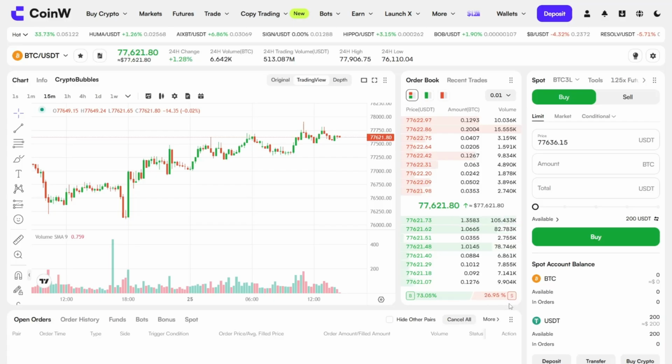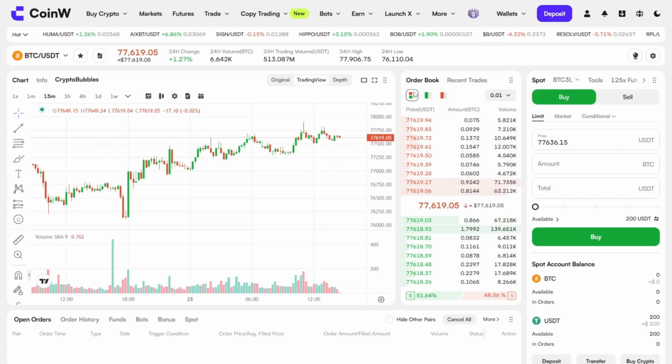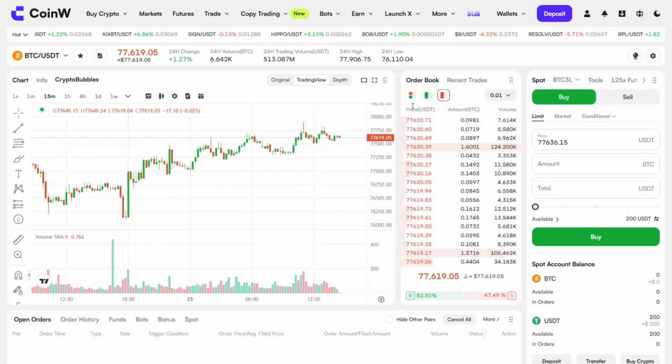At the bottom, this percentage bar gives us a quick breakdown of buy orders versus sell orders in the visible order book. We also can customize how we want to see the order book. So here we can see both buy and sell orders. We can also just see our buy orders or our sell orders.